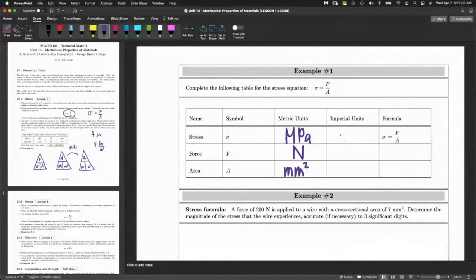In the imperial system, the units for stress are psi. What are the units for force?